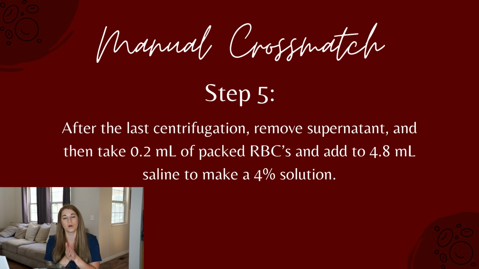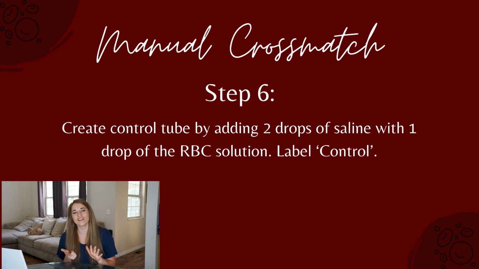Step 5. After the last centrifugation of your washed red blood cells, pipette 0.2 mils of the red blood cell pellet into 4.8 mils of sterile saline to have a 4% red blood cell solution from your donor. Step 6, create your control tube, label it control, add 2 drops of sterile saline with 1 drop of your 4% donor red blood cell solution.